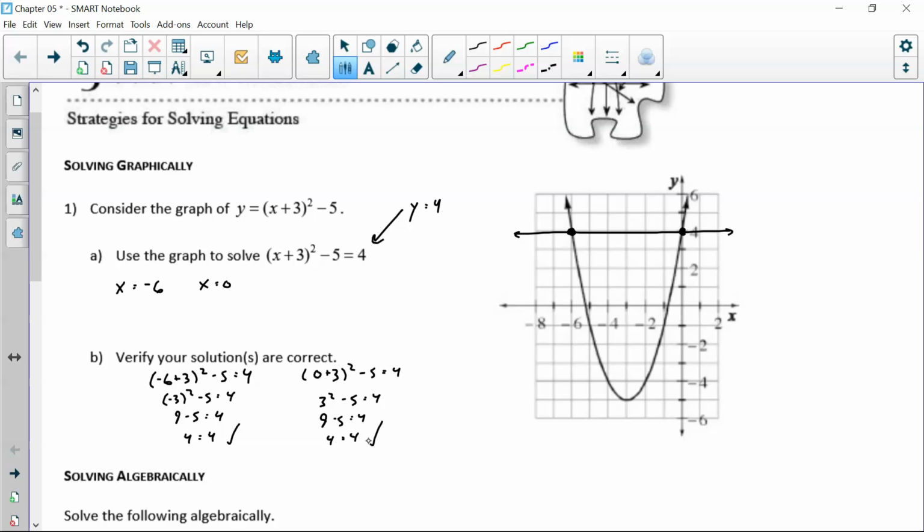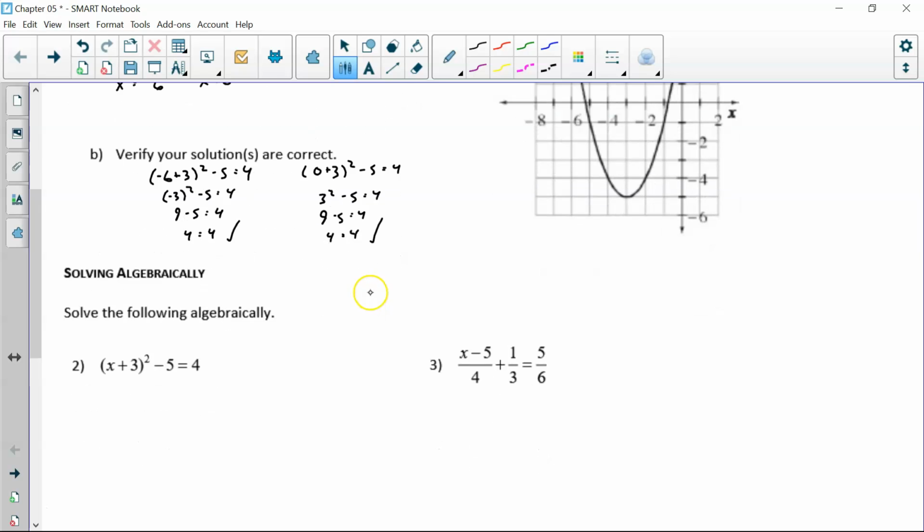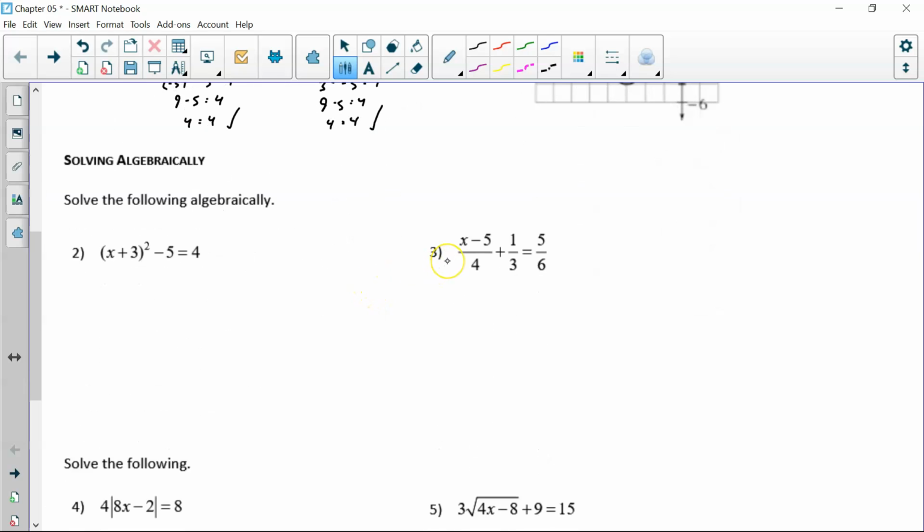So we could solve that, actually, graphically. Now, we don't usually do that. That's a lot of work. Let's solve it algebraically. So here's a little review. We've done these before, and we're going to build on this for later sections.